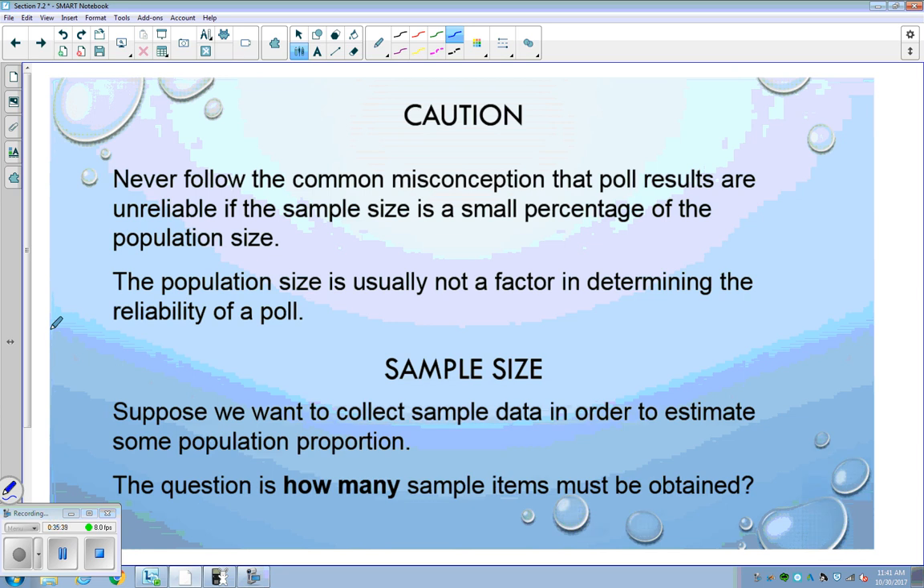Don't think that they're ever unreliable. Okay, population size is usually not a factor in determining the reliability of a poll.